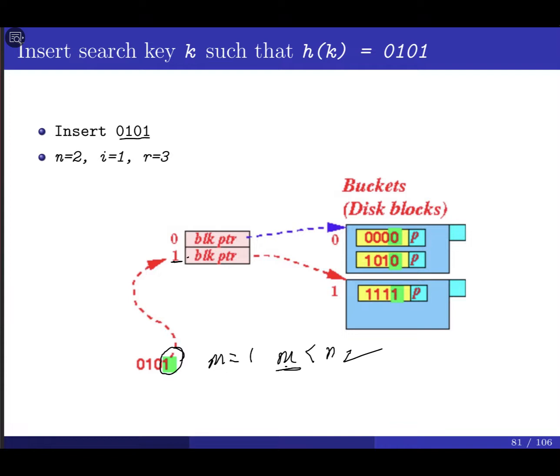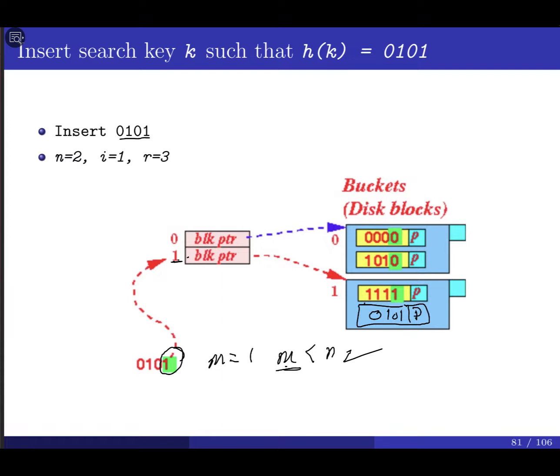If the value of m is less than n, then what we do in this case is follow the pointer equal to 1 and store the value here. It's going to be 0101. This is the entry, and this is the pointer. Am I done? No, we haven't finished.